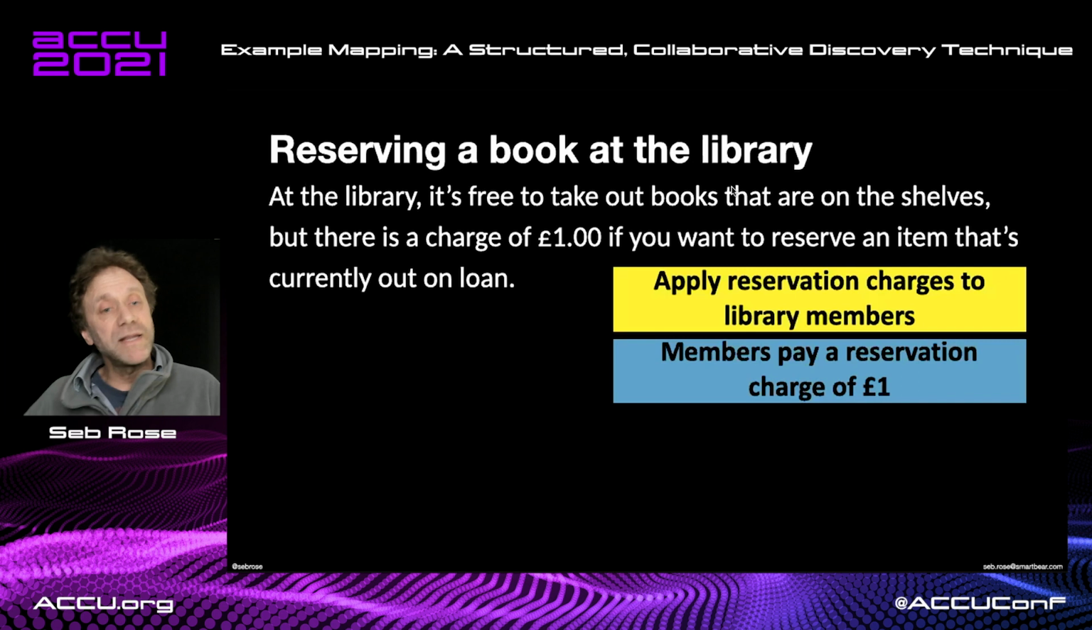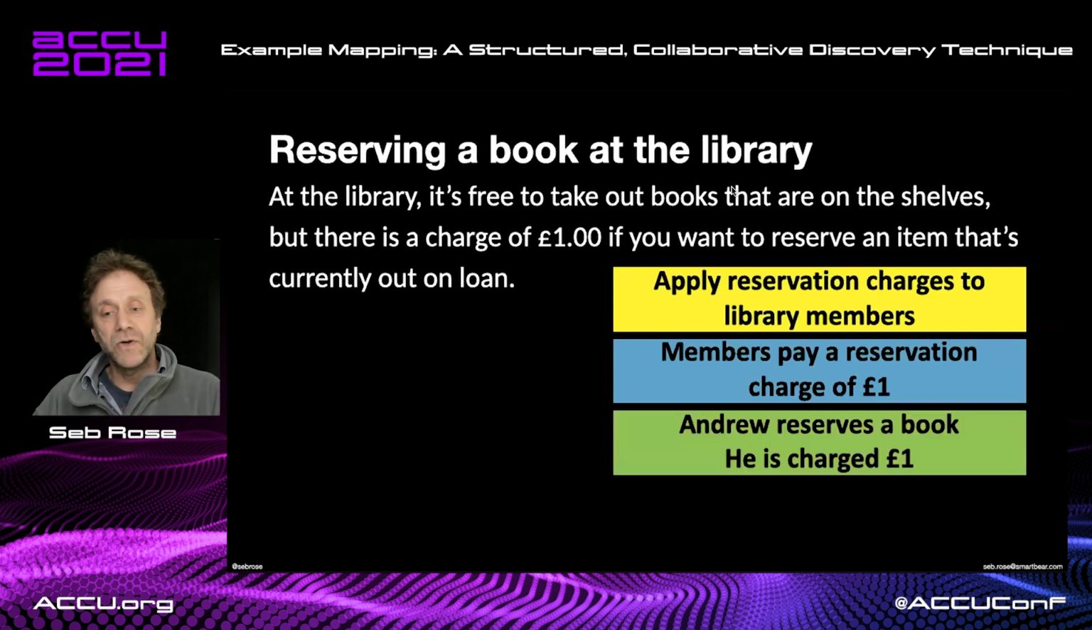In this example mapping session, there will be the product owner or BA, at least one representative of the development community and one representative of the test or QA community. One of them may write out an example card that looks like this. If Andrew comes and reserves a book, he's charged £1. The product owner will look at that and say, yeah, that's absolutely right. That is a correct expression of the behavior of the system when this rule has been delivered.